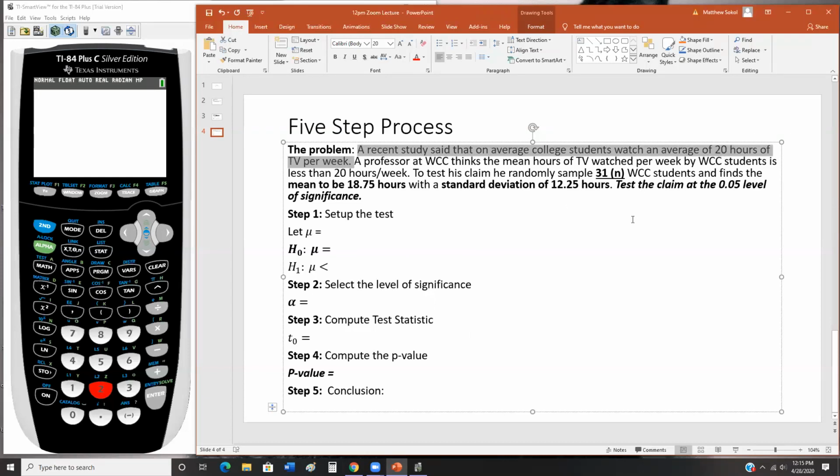Okay, so that's the national average. What I'm looking to investigate is that WCC students watch less on average. So I'm investigating the average for WCC students. I'm going to define this variable mu. I'm going to let mu equal the mean hours of TV watched by WCC students per week. And my claim is that they watch less television on average.